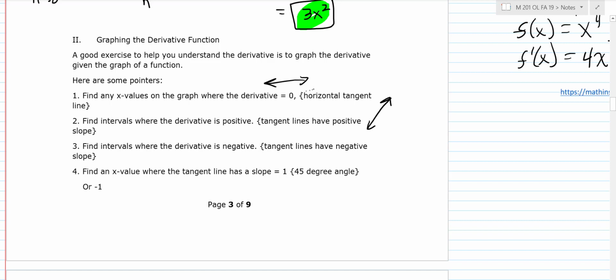Derivative is 0 where you have a horizontal tangent line. Find intervals where the derivative's negative. That would be where the tangent lines are negatively sloping. And then another good thing is the slope is 1 whenever that thing slopes at a 45-degree angle. The slope is -1 when it slopes downward at a 45-degree angle. Those are kind of the key things I like to get students to think about when you're graphing derivatives.